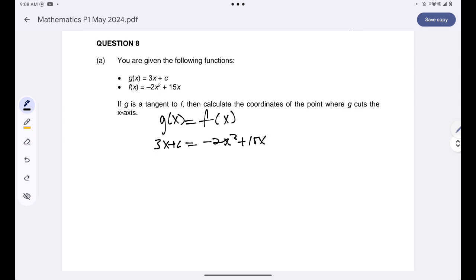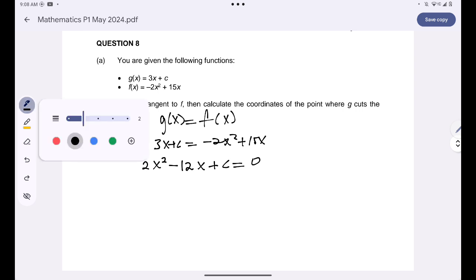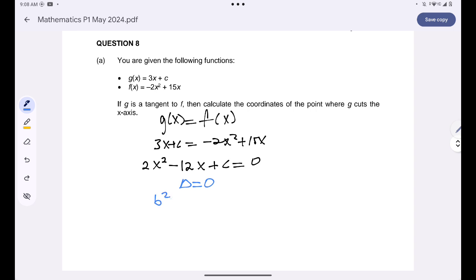All I need to do is to simply put everything in standard form. I'll have positive 2x squared minus 12x plus c is equal to 0. Since the two graphs are tangent to one another, then delta for the intersection is equal to 0. But delta is given by b squared minus 4ac. So I'll have negative 12 all squared minus 4ac.